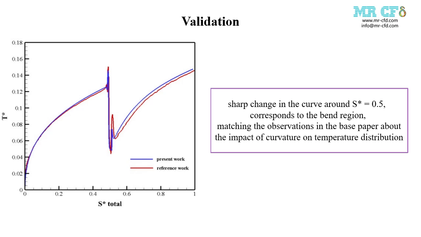There is a sharp change in the curve around S* (dimensionless length) of 0.5, which likely corresponds to the bend region, matching the observations in the base paper about the impact of curvature on temperature distribution. Overall, the simulation captures the complex fluid dynamics and heat transfer phenomena in the U-bend pipe.